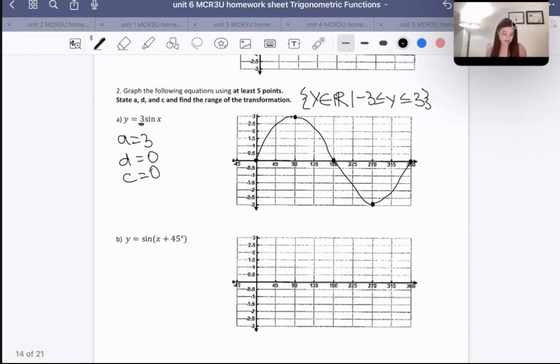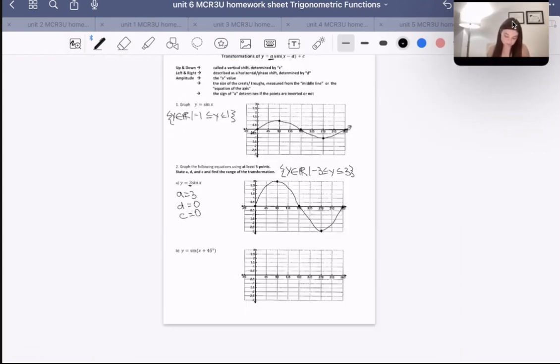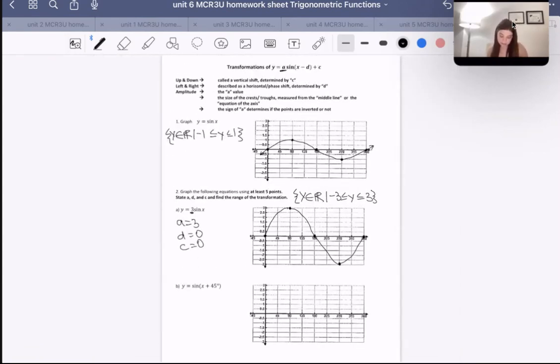All right, let's do this one here next. This one is sine x plus 45. Now notice the plus 45, it's within the bracket. So that tells me that has something to do with D, not C, right? Because C is outside the brackets, D is inside the brackets. So this must have to do with D.